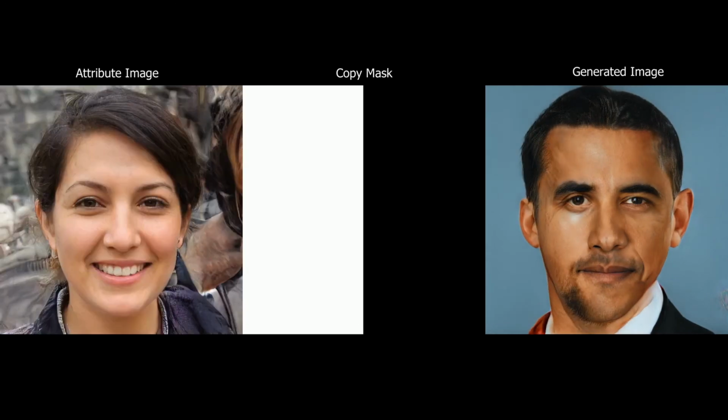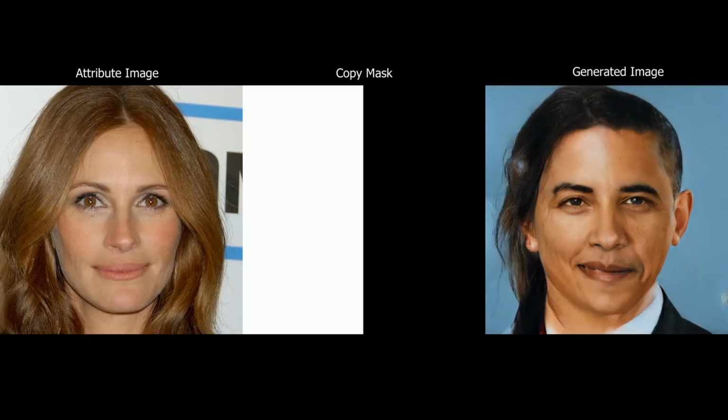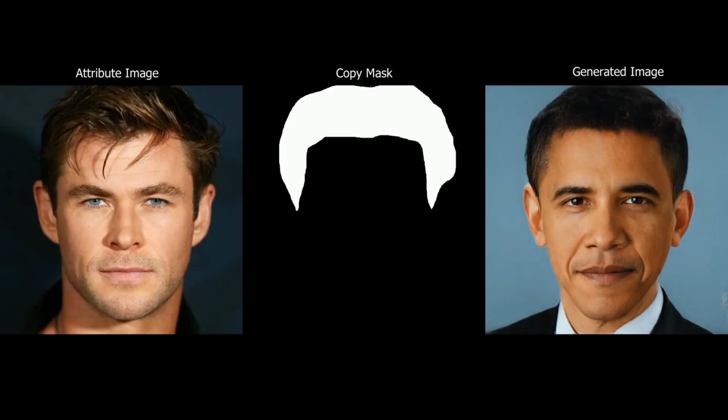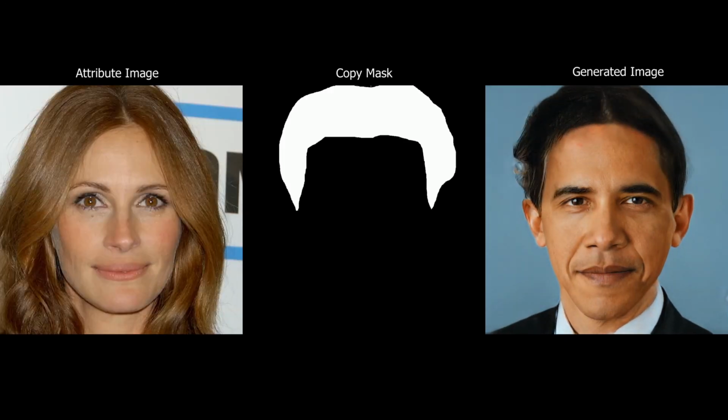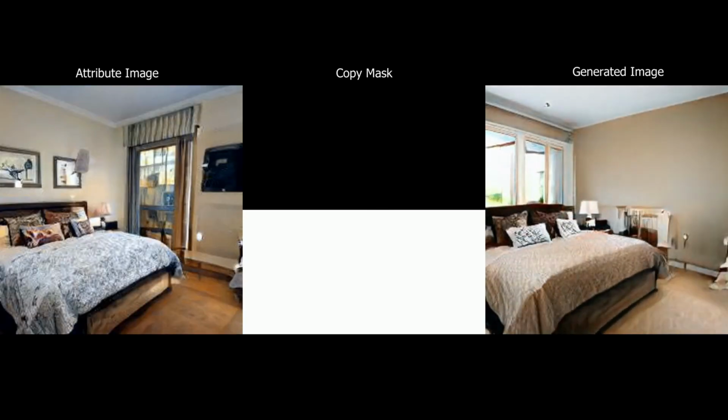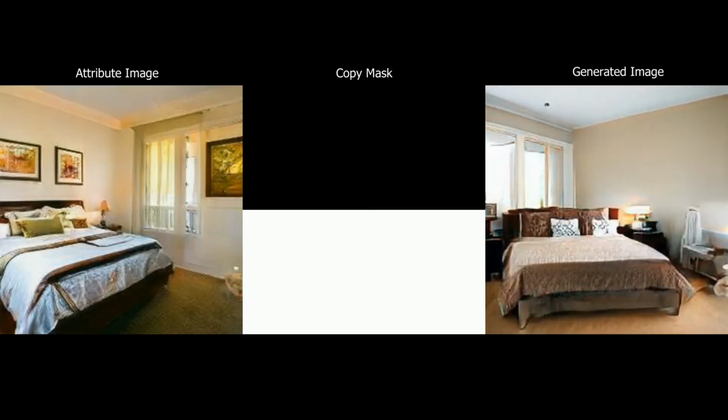Face manipulation is yet another application of Image2StyleGAN++. Here we do attribute level feature transfer from one image to another according to the copy mask. Here the beds are modified according to the attribute image.